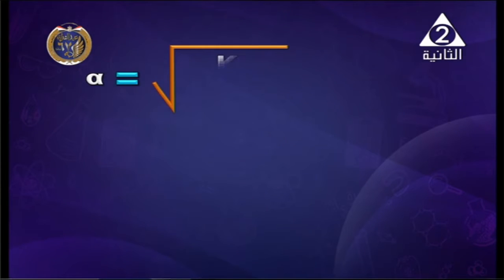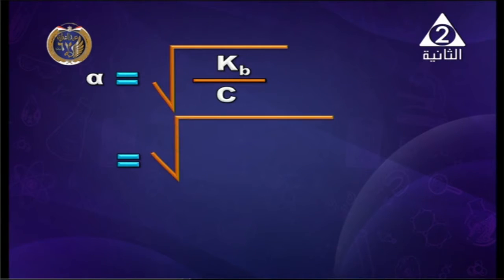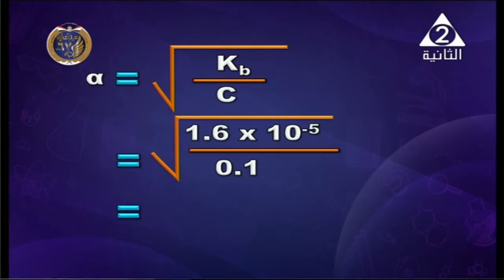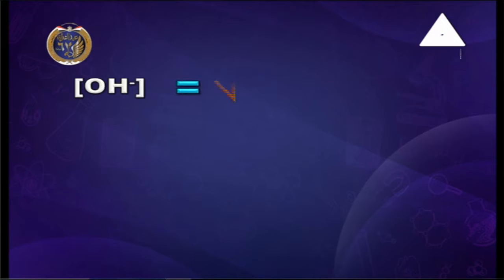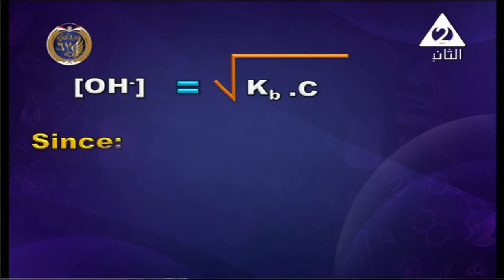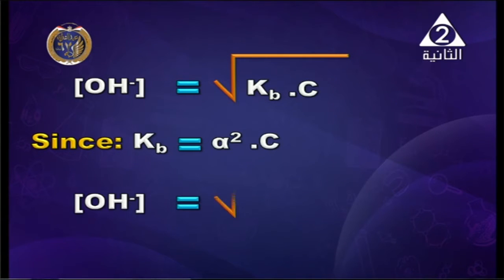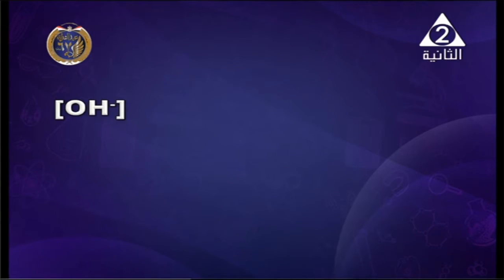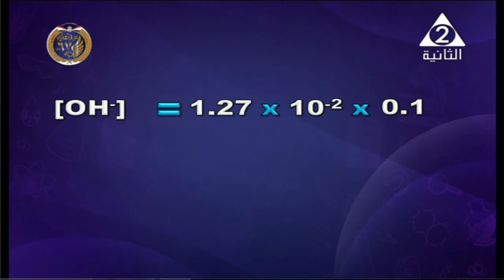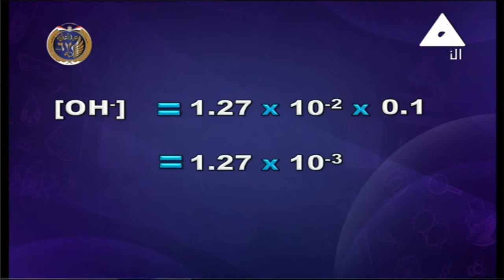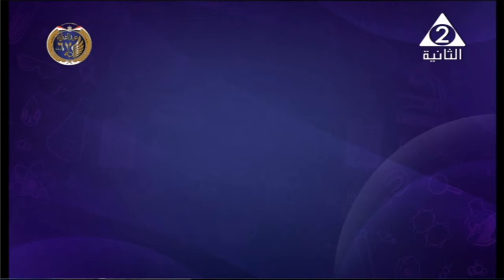Solution of the problem: alpha equals the square root of Kb over C, so equals square root of 1.6 times 10 to the power negative 5 over 0.1, so equals 1.27 times 10 to the power negative 2. So OH negative equals the square root of Kb times C. Since Kb equals alpha square times C, so OH negative equals alpha times C. So here the OH negative equals alpha times C, equals 1.27 times 10 to the power negative 2 times 0.1, equals 1.27 times 10 to the power negative 3.